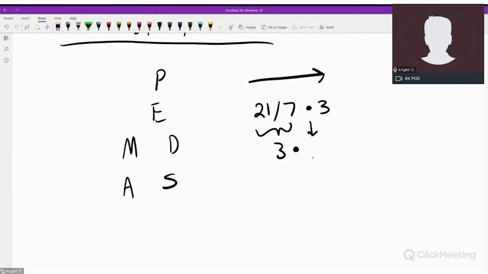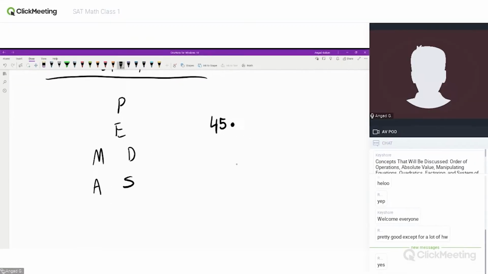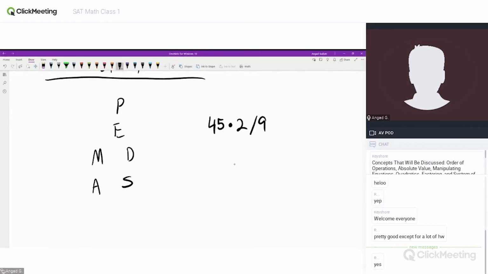All right. So let's say we have 45 times 2 divided by 9 plus 3. I'm going to write it like this. Can you guys figure this out and put your answer in the chat, please?